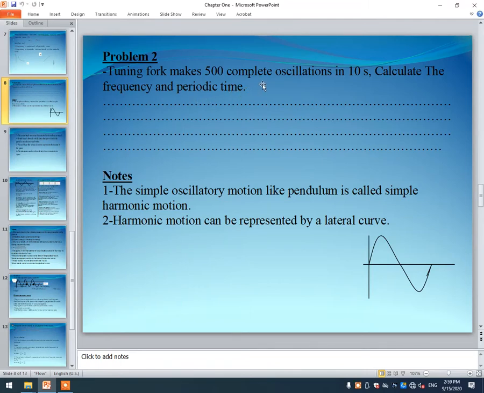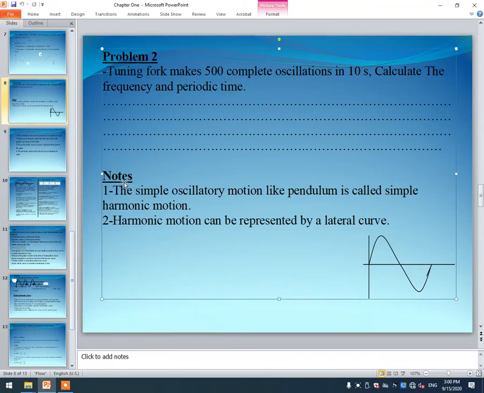Frequency equals n over t. N here is 500 and t is 10. So frequency will be 50 cycles per second or 50 hertz. The periodic time T capital, it's 10 over 500, due to T capital, the periodic time, being the total time over number of waves. It's 10 over 500, so this will be 1 over 50. 1 over 50, this means 0.02 second.